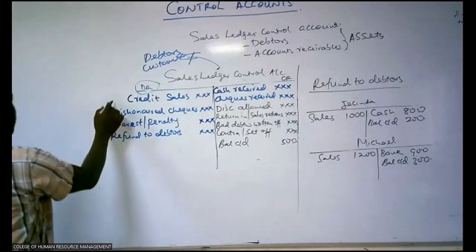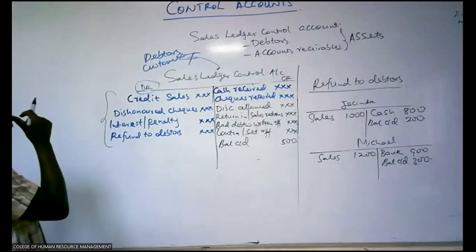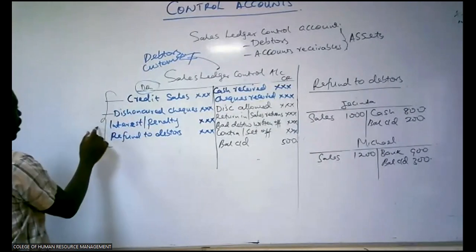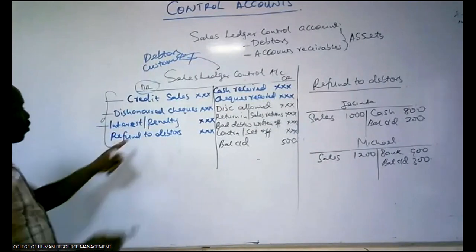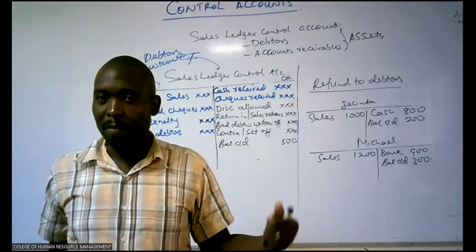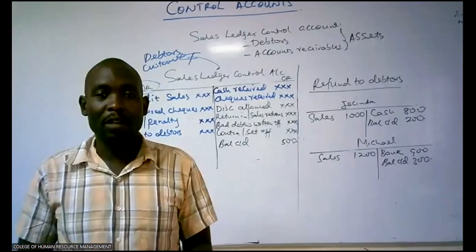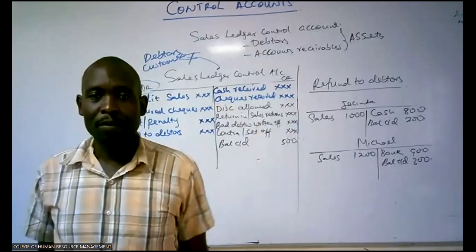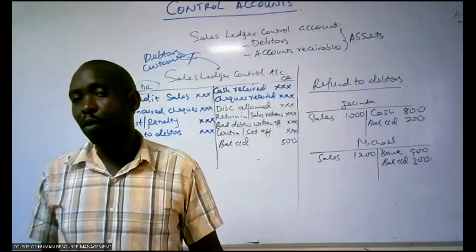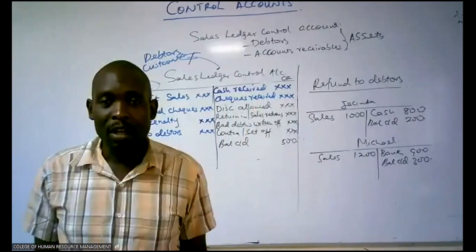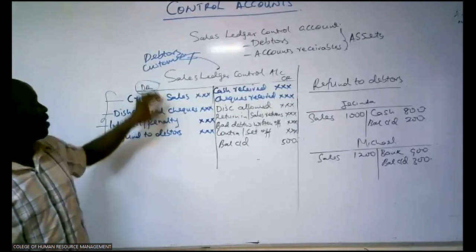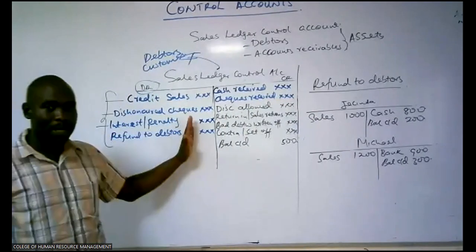So you need to understand that what we normally debit for the sales ledger control account, in most cases, is credit sales, dishonored check, interest or penalty. Interest or penalty is what you charge your customers when they delay the payment. You can agree with your customer that I'm going to give you a credit of 2 months. If after 2 months you have not cleared, I will start charging you an interest of maybe 10% per week. That interest, as you charge the customers, is going to be increasing the debtor's balance. That's why it is normally debited.